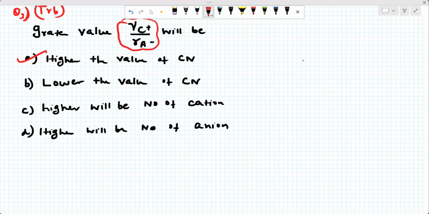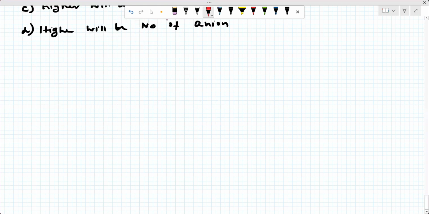We'll go for one more question. Try this question, okay? Again, a TRB question. Question number 4. It is a question on the limiting radius ratio rule. Okay, this is the limiting radius ratio rule, or limiting distance.